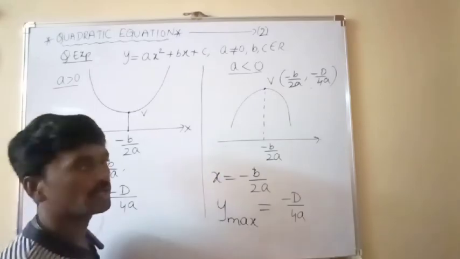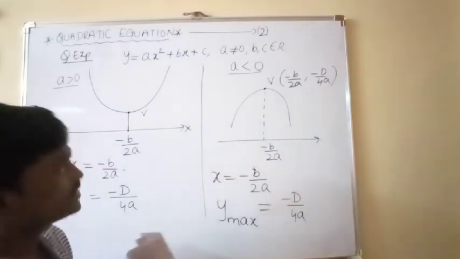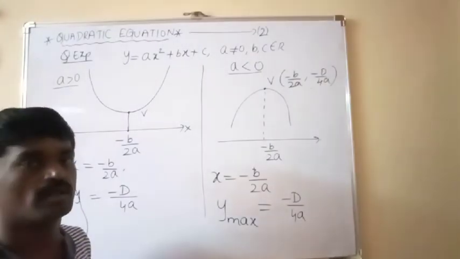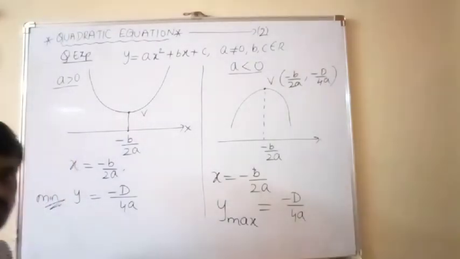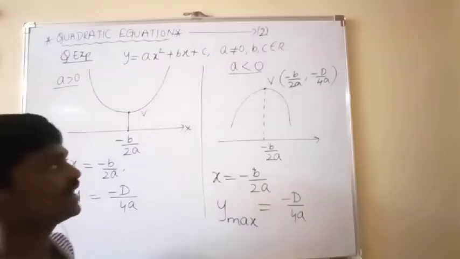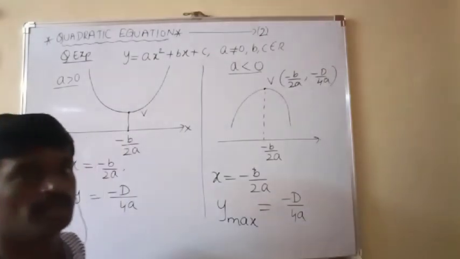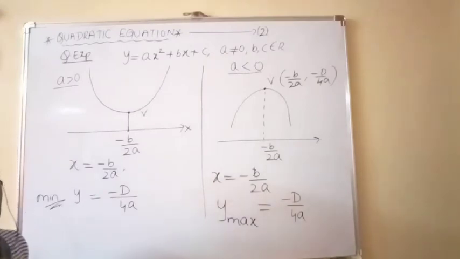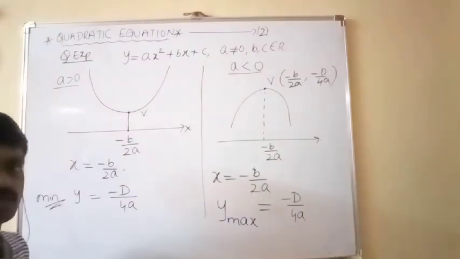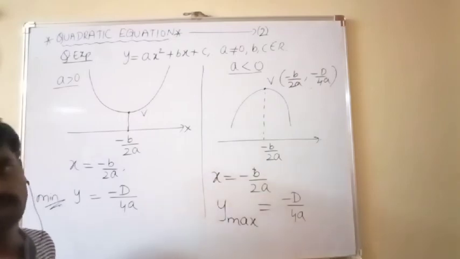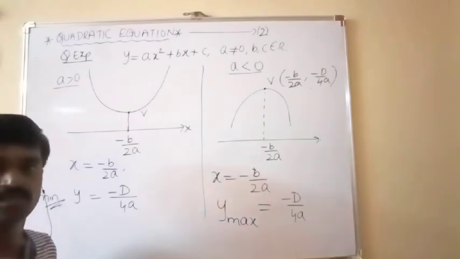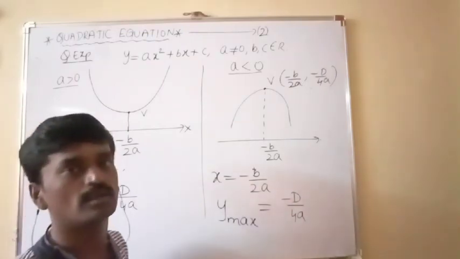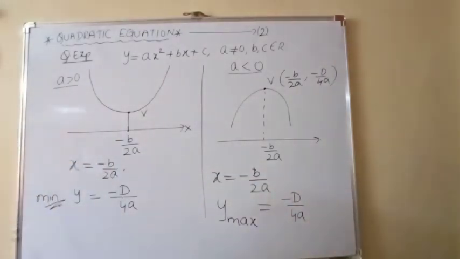In this case, it has no minimum. That means this quadratic function y equals ax square plus bx plus c has a minimum value when a is positive and a maximum value when a is negative. In both cases, the extreme value is minus d by 4a. When a is positive, minus d by 4a is the minimum. When a is negative, minus d by 4a is the maximum. So I am writing one example here.